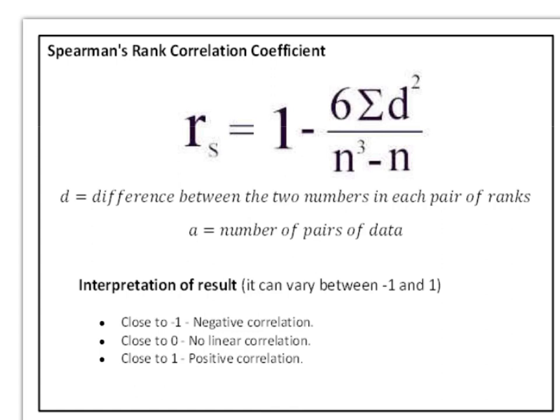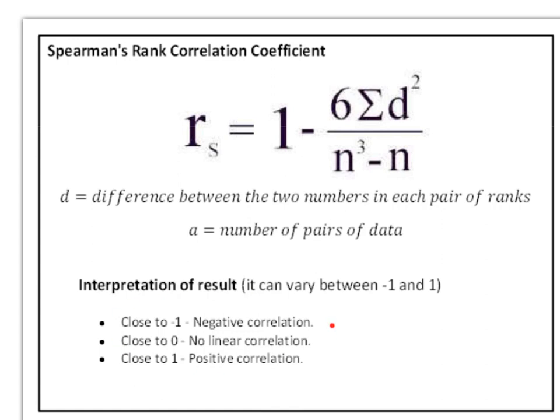This is the formula for Spearman's rank, and it's not one that you'll be expected to calculate in the exam, but you could be expected to calculate it as part of Required Practical 12 or some other pieces of coursework. So the Spearman's rank is equal to 1 minus 6 times the sum of the difference between the ranks squared, divided by the number of pairs of data cubed minus the number of pairs of data. That'll become more clear in a minute.